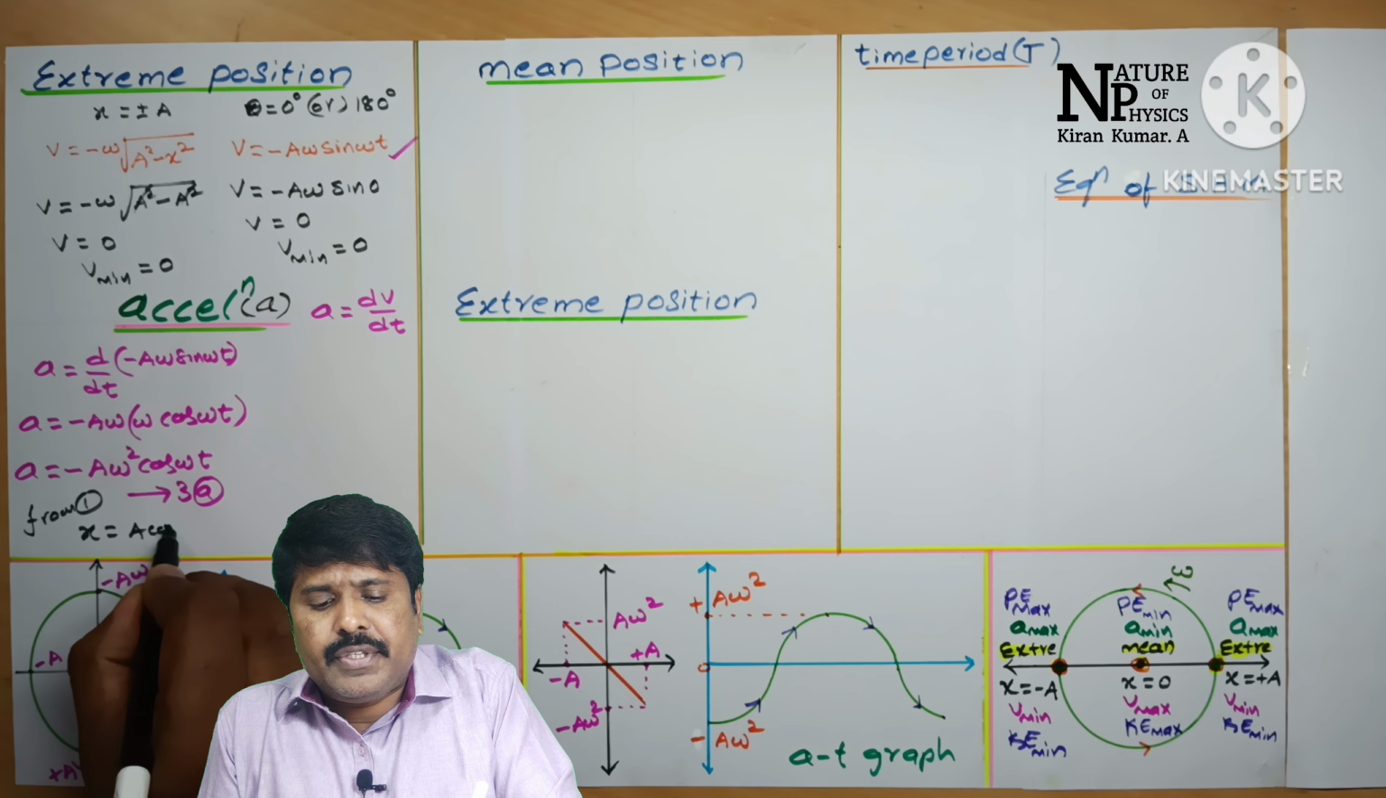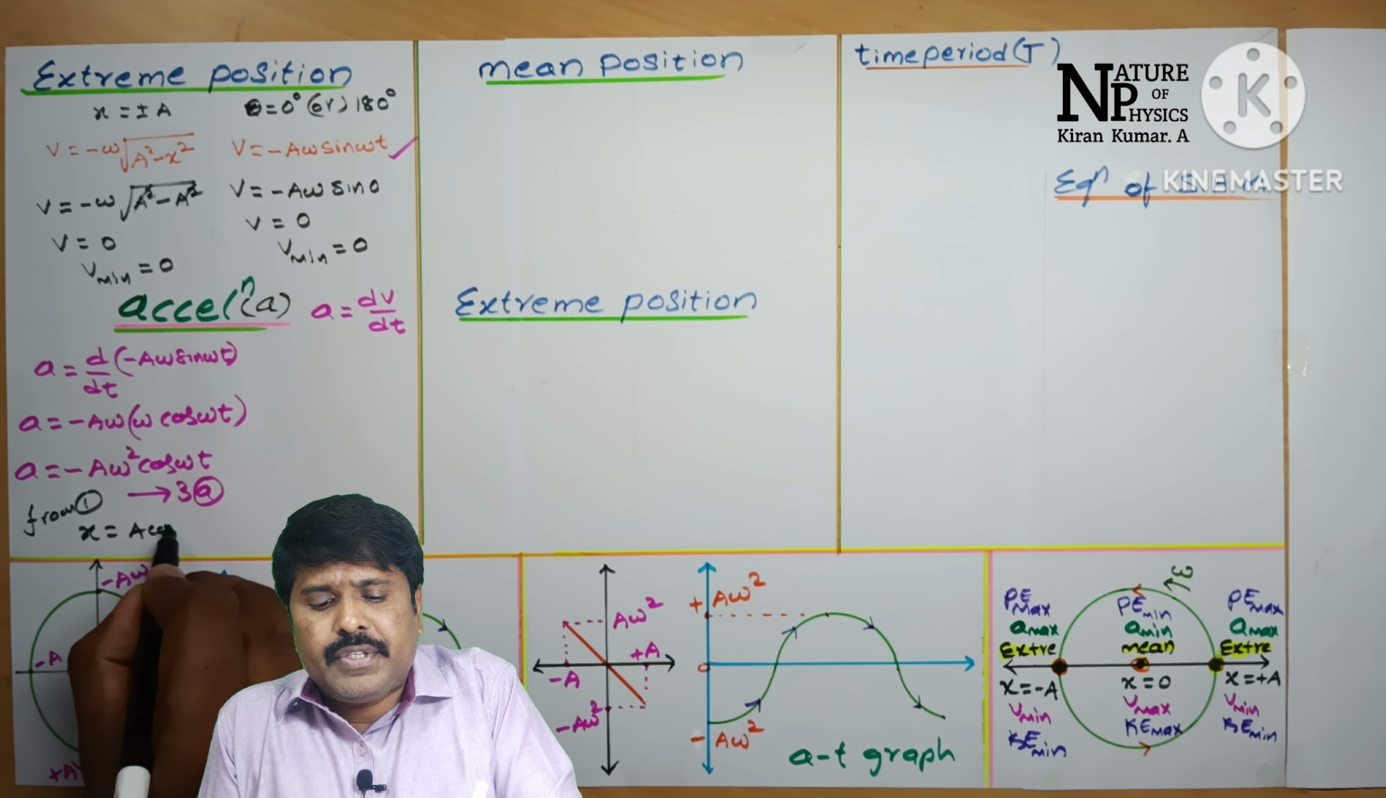So the displacement, for this triangle O P M, O is the center. From this, cos theta is equal to the adjacent side x divided by the hypotenuse A. Okay, and from this equation x is equal to A cos theta, and the theta value replaced by omega t, so that the displacement x is equal to A cos omega t. This is written as equation number 1. Okay, and applications, that is mean position and extreme positions.